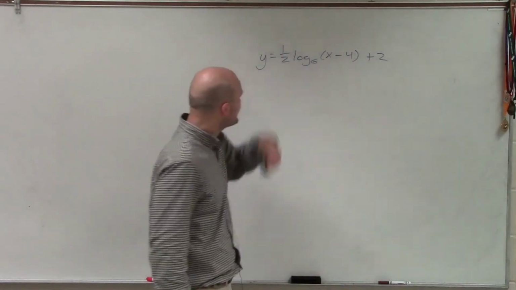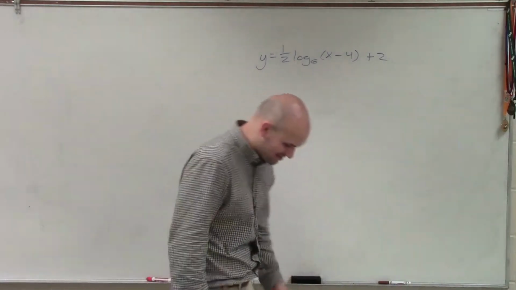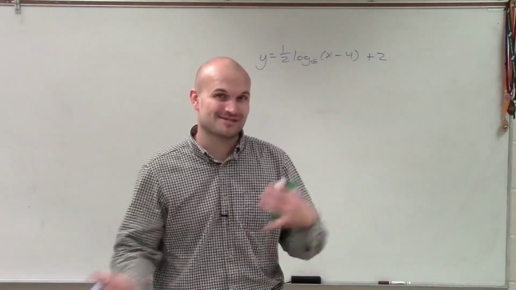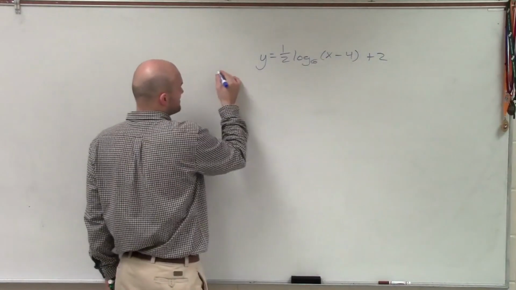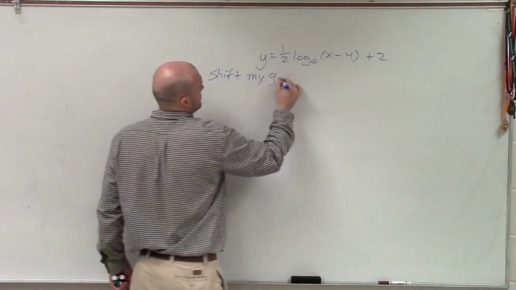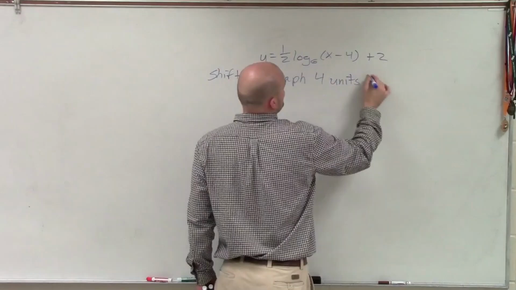All right, so now in this case, I have y equals 1/2 log base 6 of (x minus 4) plus 2. Whenever I'm looking at a problem like this, I always want to determine what exactly my transformations are. How am I shifting this graph from its original parent graph? Well, the x minus 4 is going to tell me I'm going to shift my graph 4 units to the right.